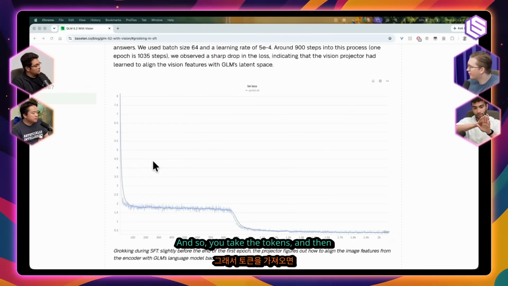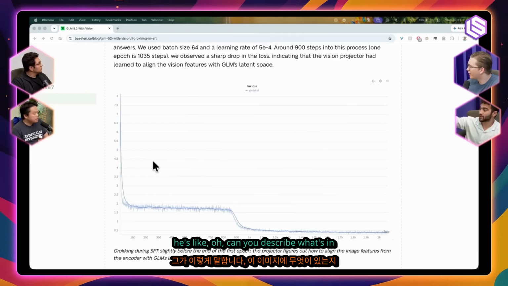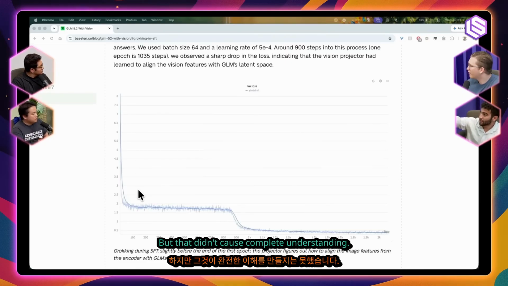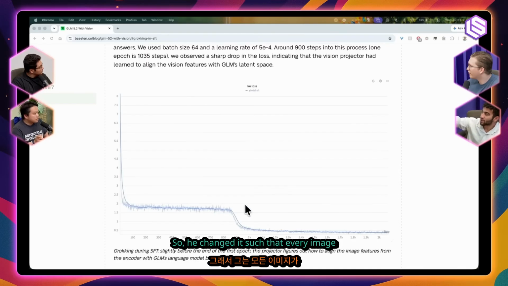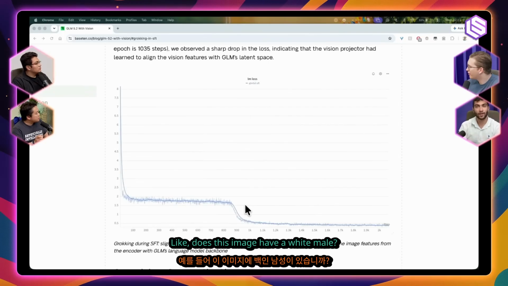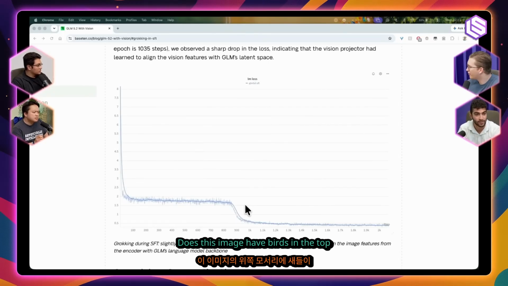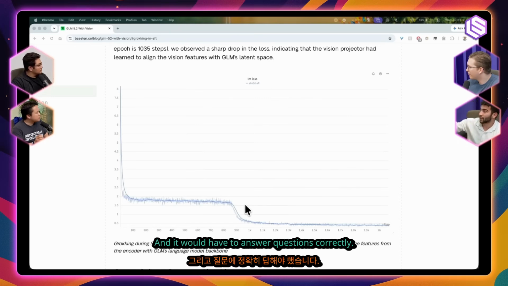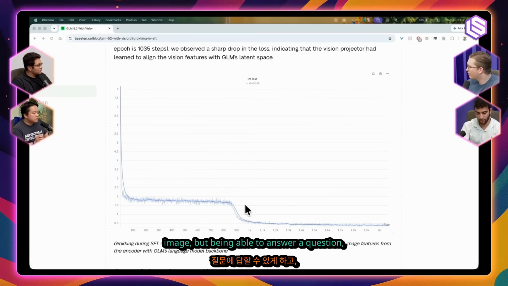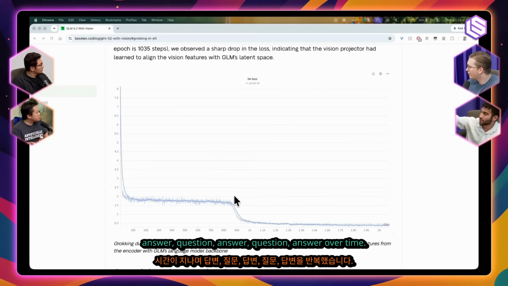So the projector. And so you take the tokens and then he's like, oh, can you describe what's in this image? And it says, oh, it's a mountain or it's a person or it's a human, whatever the case is. But that didn't cause complete understanding. So he changed it such that every image was associated with a data set of questions. Does this image have a white male? Does this image have birds in the top corner? Does this image have a scientist in it? All of that stuff. And it would have to answer questions correctly, using not just training on describing an image, but being able to answer questions over time.